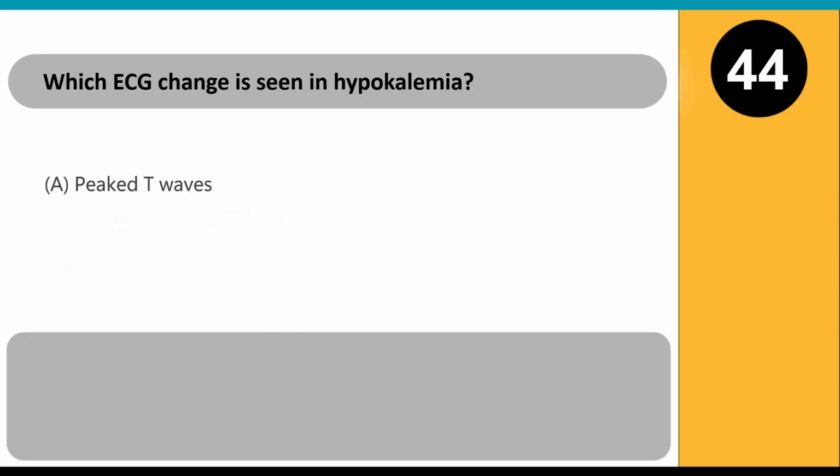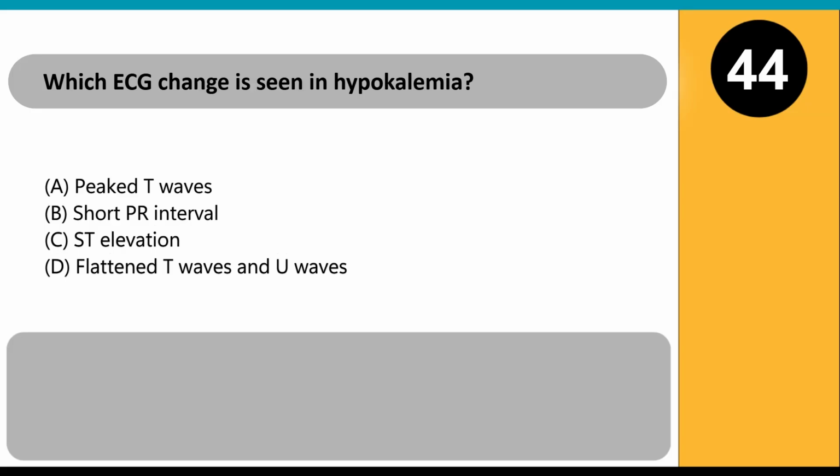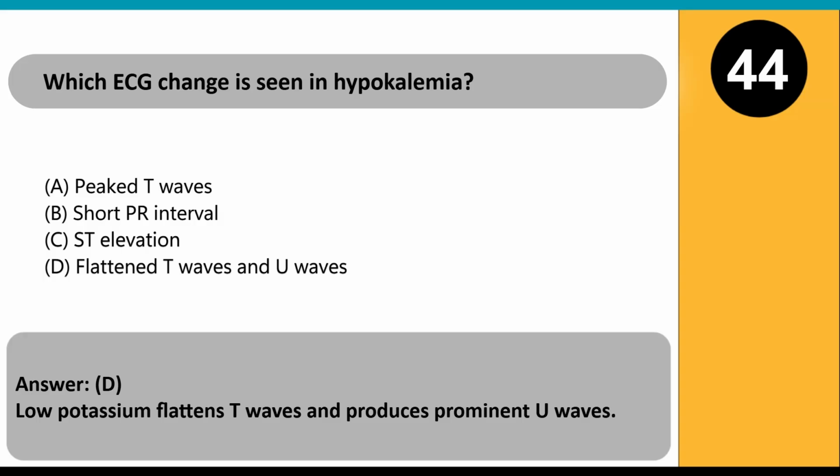Which ECG change is seen in hypokalemia? A. Peaked T waves. B. Short PR interval. C. ST elevation. D. Flattened T waves and U waves. Answer D. Low potassium flattens T waves and produces prominent U waves.